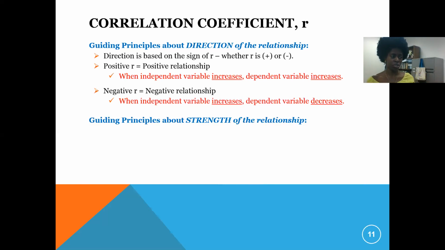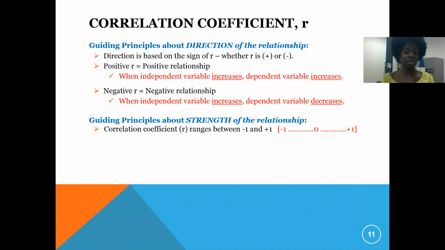Now let's talk about strength. In terms of strength, we have a guiding principle, and this is the crux of why we even use the correlation coefficient. As we saw in the previous scatter plot, I said it was strong, you said it was moderate, someone else might have popped in and said, what are you guys talking about? This is a weak relationship. So we have guiding principles about strength.